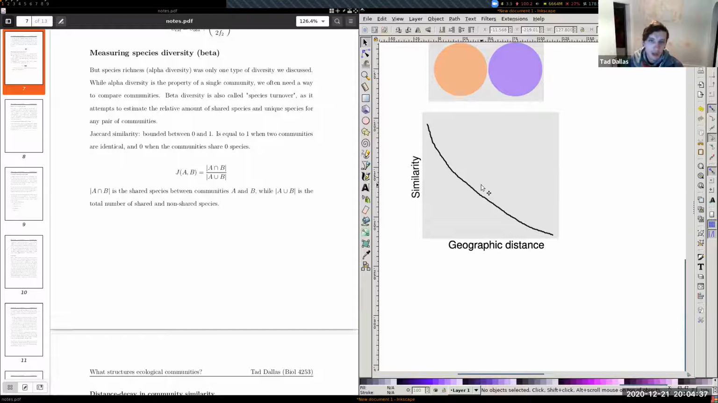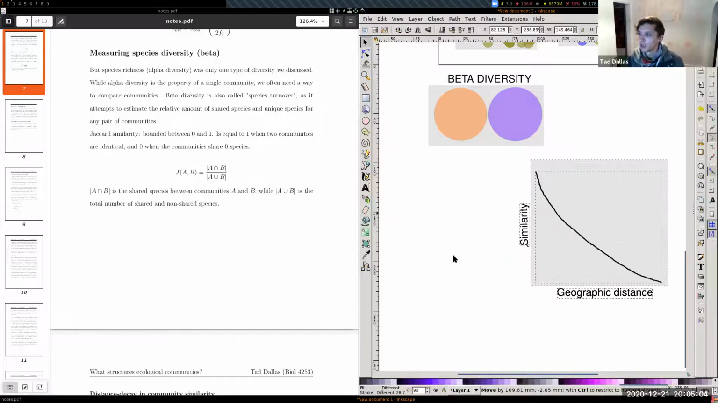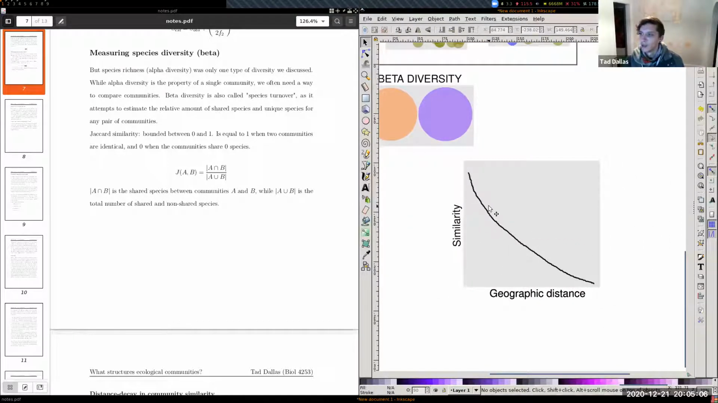All right. And then what this means is that each point here is a pair of communities. So every community is actually represented a bunch of times in this plot. So you have a set of n communities. Every pairwise combination of those n communities is going to be represented in this plot. If that doesn't make sense, we can go over that further in lecture. But this is what the distance decay relationship suggests.